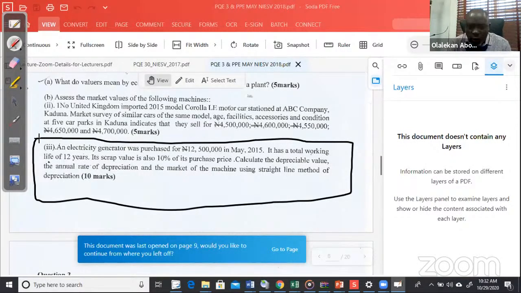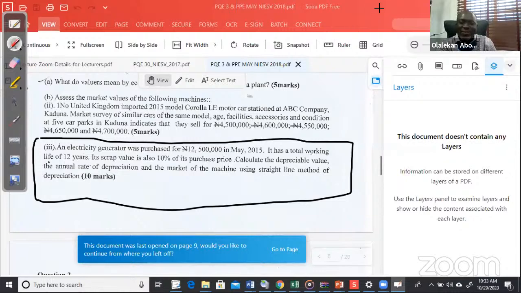The question says, calculate the depreciable value. That is 1. 2, the annual rate of depreciation. That is 2. And the third one, I think there is an error. It's saying market value. They omitted value there, but make it market value of the machine using straight line method of depreciation. Noble colleagues, I've explained straight line method inside out to you based on what I know, and it's sufficient for you to answer this question. I hand you your 10 marks now. Quick. The first person to finish, I will post your 10 marks to you now.